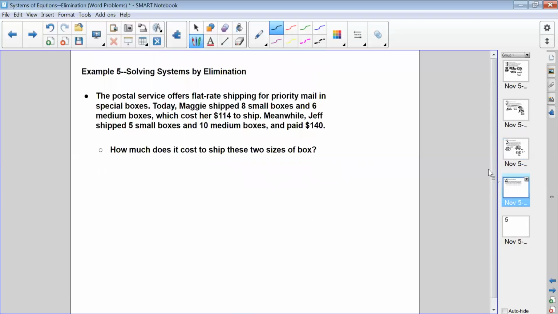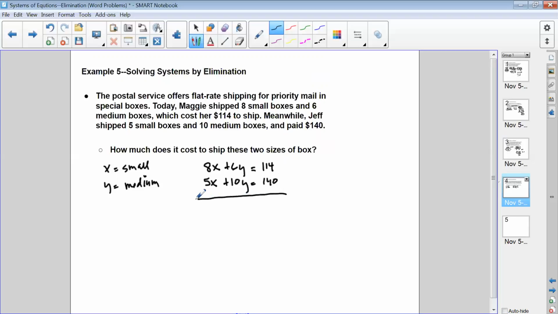All right, next question. Postal service, priority mail. Maggie shipped 8 small boxes and 6 medium boxes. So we're going to say X is small, and Y would be medium. Today Maggie shipped 8 small plus 6 medium, and that cost her $114. Jeff shipped 5 small and 10 medium for $140.